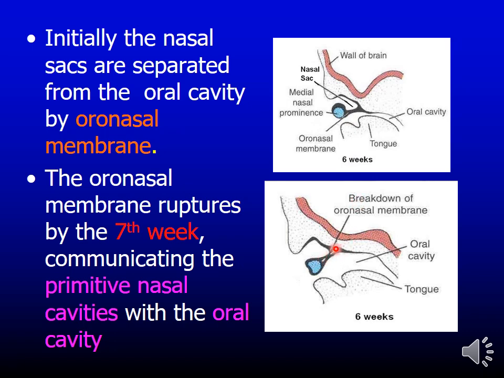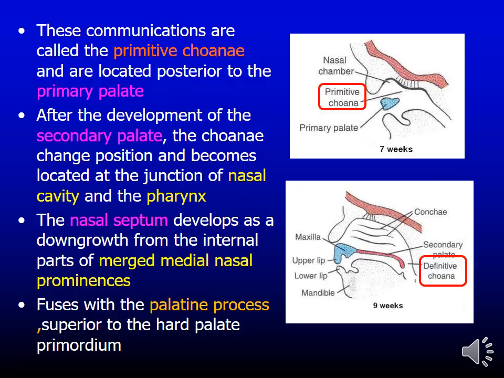As you can see here, the beginning of rupture of this membrane. So this is the nasal cavity, which will be connected to the oral cavity after rupture of this membrane. This is the beginning of the primary palate. These communications are called primitive choanae. Here you can see that the nasal cavity is connected to the oral cavity.